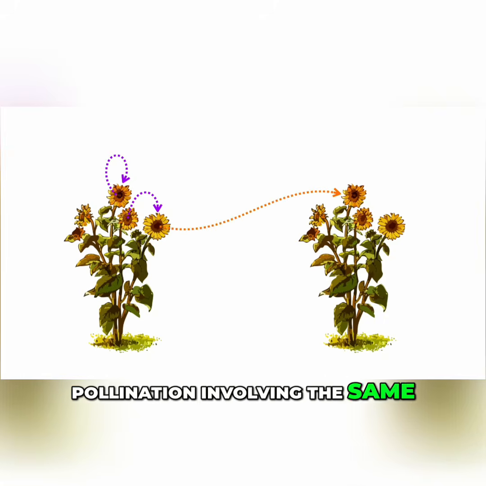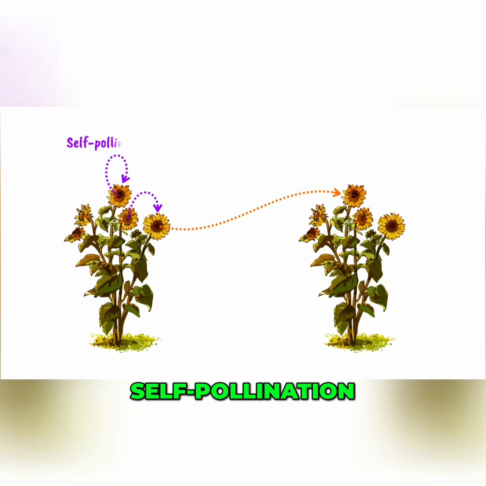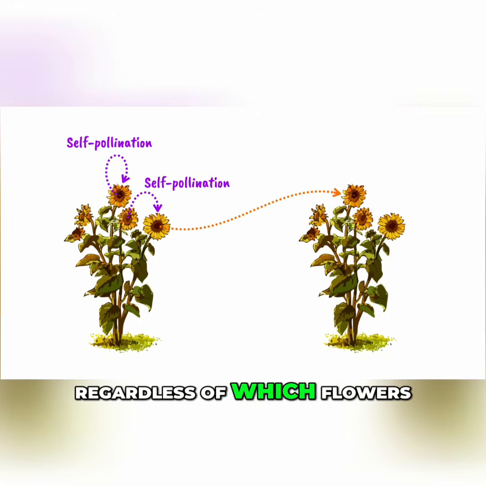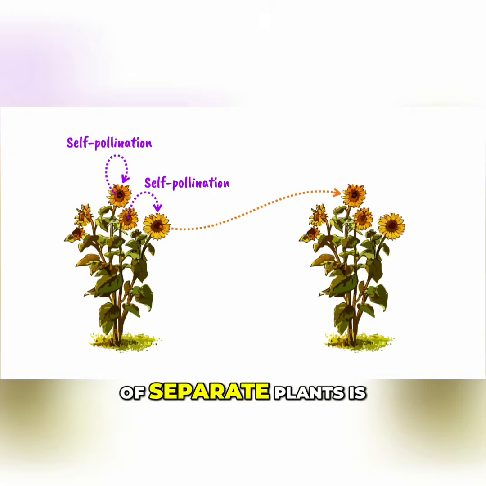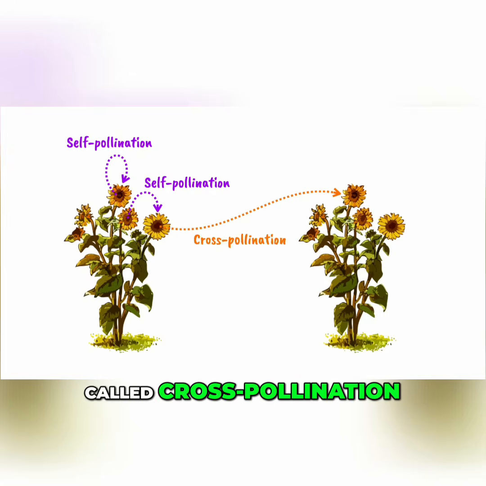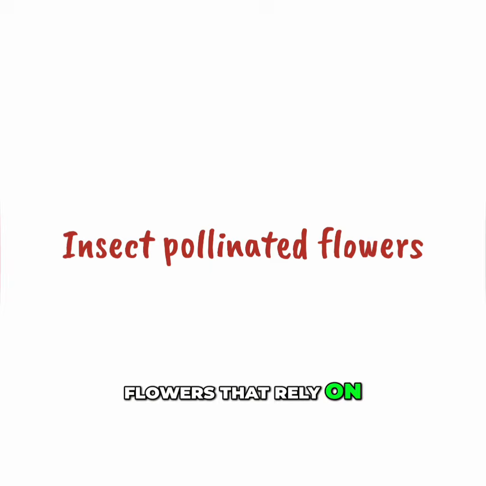Pollination involving the same plant is referred to as self-pollination, regardless of which flowers are involved. Pollination involving two flowers of separate plants is called cross-pollination. Flowers that rely on insects have several strategies to attract them.